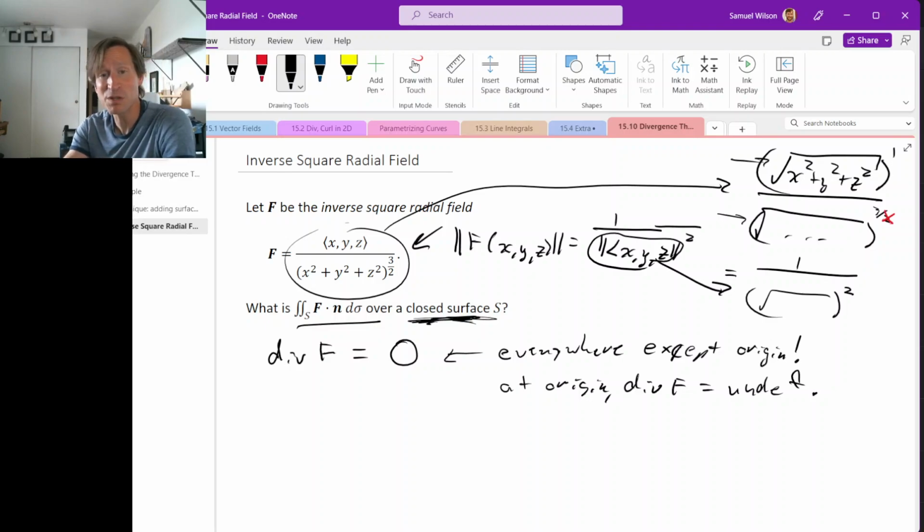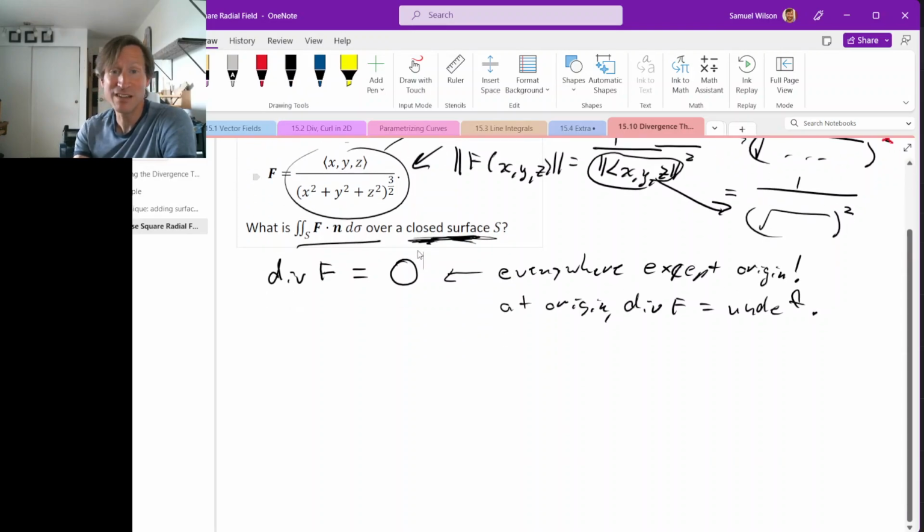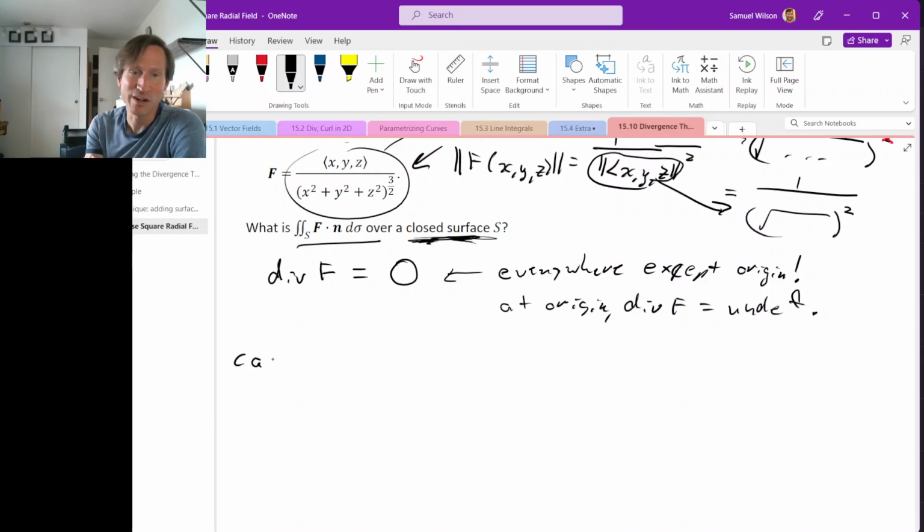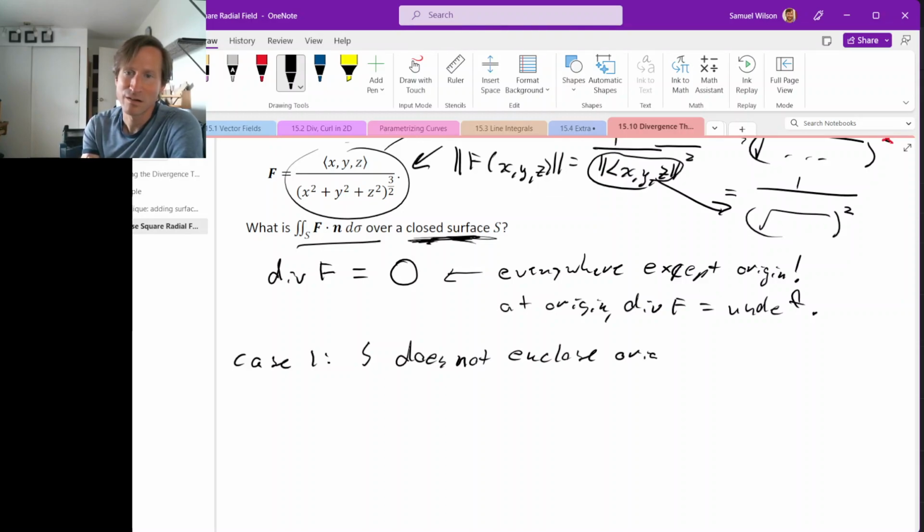So that's why we have to split this into 2 cases. And the 2 cases are whether our surface encloses the origin or not. So case 1, this is going to be the easy case. Our surface does not enclose the origin. Okay, so if our surface doesn't enclose the origin, then the integral over this surface is, well, now we can use the divergence theorem, right?